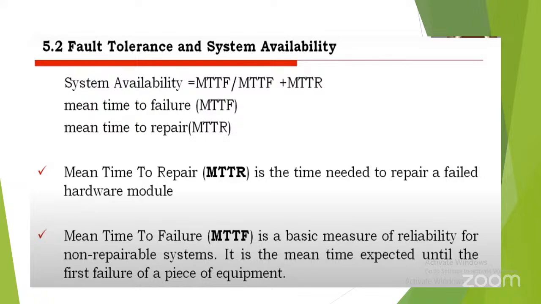Mean time to failure is nothing but the time factor measured within the first half an hour, first 2 minutes, first 10 minutes. How many users fail to book a ticket in IRCTC? That is called mean time to failure. The first time. So see here, mean time to failure is a basic measure of reliability for non-repairable systems. It is the mean time expected until the first failure of a piece of equipment. The first failure occurs. Next time also failure, next time also failure.